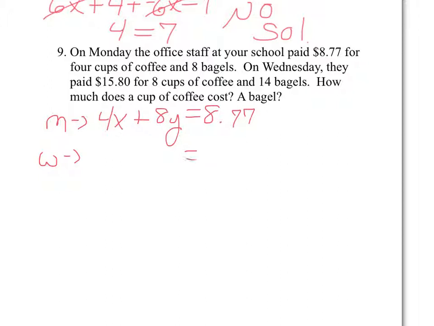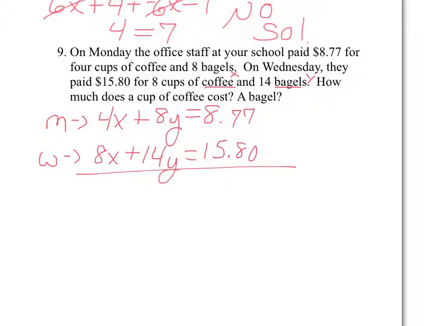On Wednesday, our total was $15.80. 8 cups of coffee, we said that coffee was X and bagels are Y. So 8X plus 14Y. They're already set nice and neatly on top of each other for you for elimination. I'm going to multiply the top equation by negative 2 in order to get the x's to cancel out.